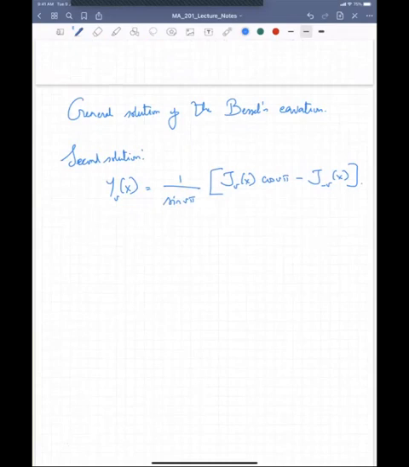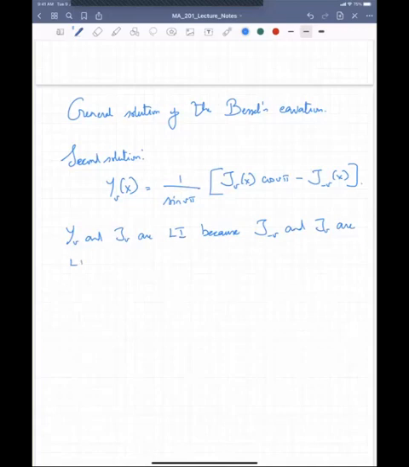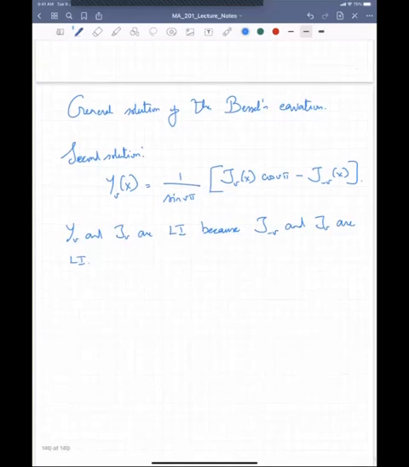So by construction, this Y nu and J nu are linearly independent, because Y nu is defined with respect to J minus nu, and we already know that J minus nu and J nu are linearly independent. So there is absolutely no problem in constructing this solution for a non-integer, because I'm simply taking one linear combination of the solutions, and that is also a solution. So there is absolutely no problem in the case of a non-integer.